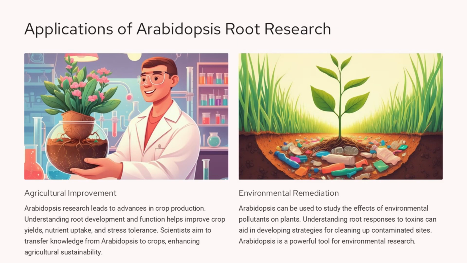Arabidopsis, a small flowering plant, is a widely used model organism in plant biology research. Understanding the development and function of Arabidopsis roots has led to important applications in agriculture and environmental remediation. Insights from Arabidopsis root research have helped improve crop yields, nutrient uptake, and stress tolerance in agricultural crops. Arabidopsis is also used to study the effects of environmental pollutants on plants, which can aid in developing strategies for cleaning up contaminated sites. Arabidopsis is a powerful tool that allows scientists to gain fundamental knowledge that can be translated to real-world applications.